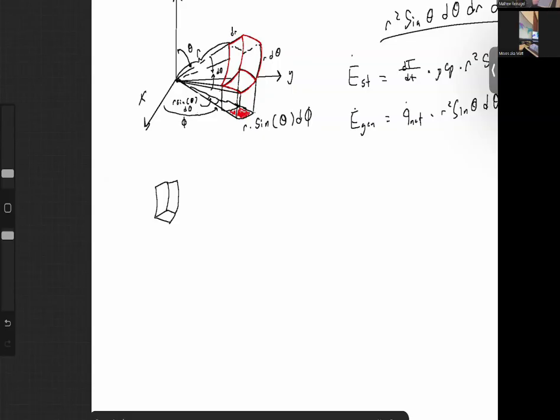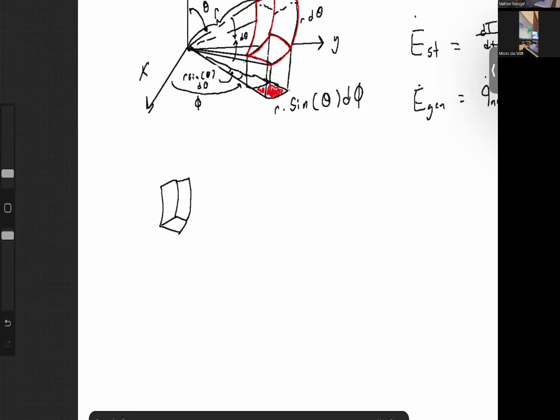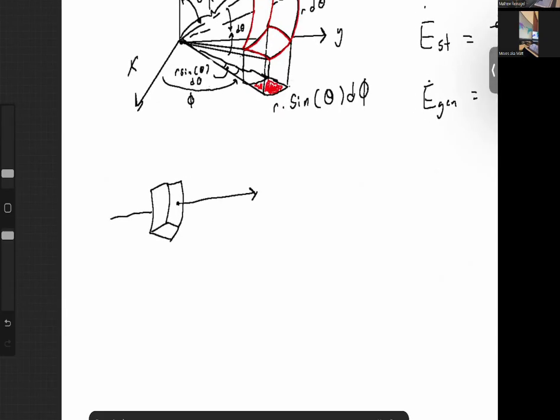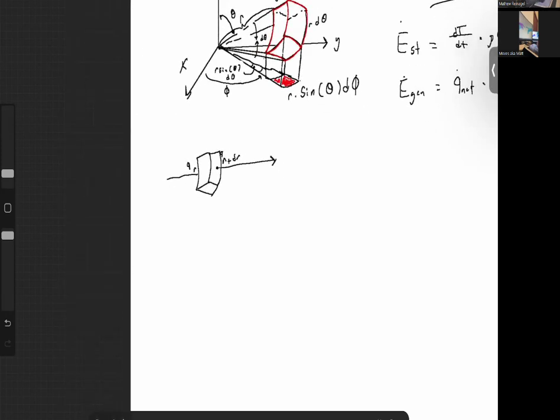So if we're entering through R in this case, R goes through something like this. We have our R and then we have R plus dR. We're going to make this Q. So this is our heat entering, Q of R, and then our heat leaving, which is Q of R plus dR. We know this part, this is linear approximation.